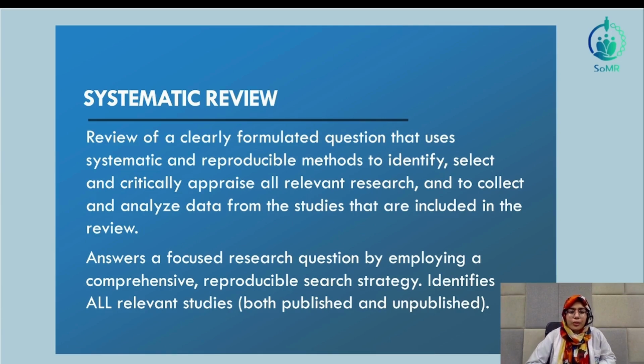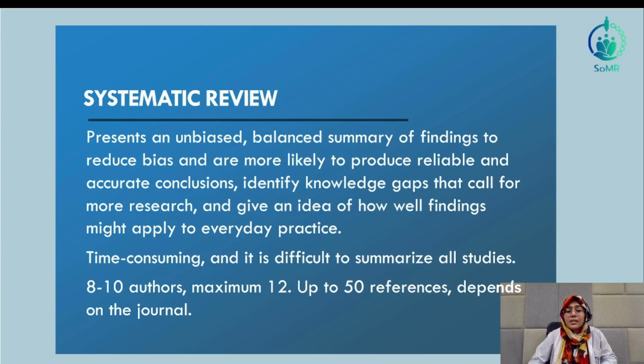Then comes systematic review. The main objective of a systematic review is to maintain a highly formed research question. It is a review of a clearly formulated question that uses systematic and reproducible methods to identify, select, and critically appraise all relevant research, and to collect and analyze data from the studies that are included in this review. It answers a focused research question by employing a comprehensive, reproducible search strategy. It presents an unbiased, balanced summary of findings to reduce bias and is more likely to produce reliable and accurate conclusions that basically answer your research question.